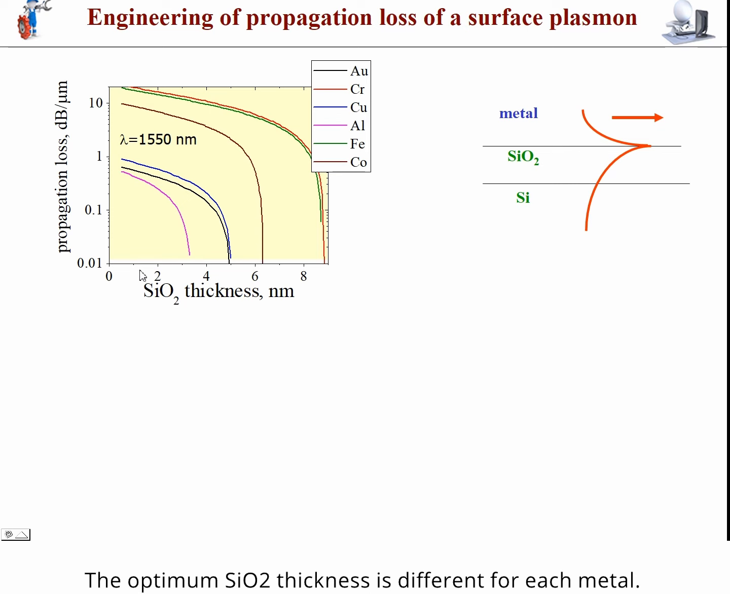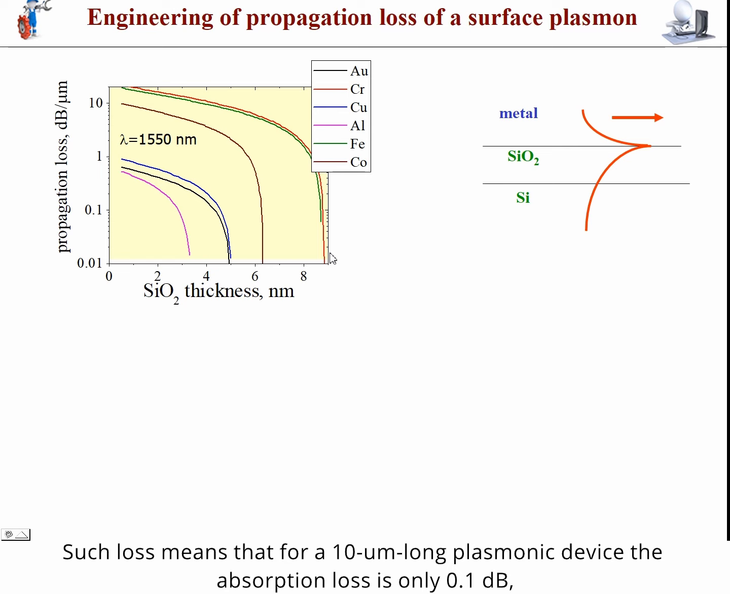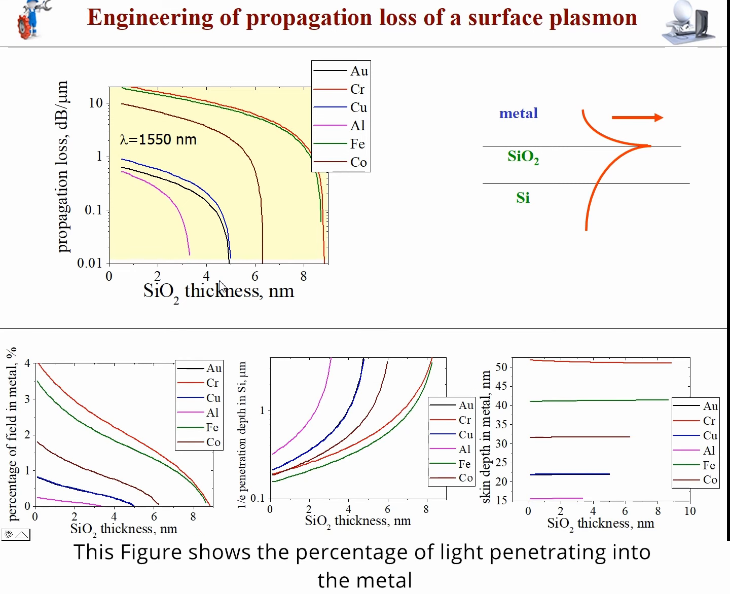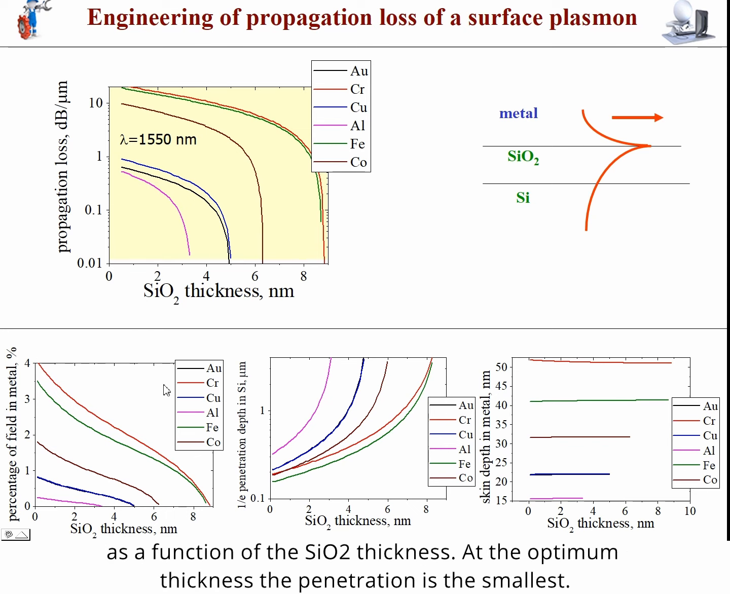The optimum SiO2 thickness is different for each metal. Such loss means that for a 10 micrometer long plasmonic device, the absorption loss is only 0.1 decibel, which is negligible in comparison to the unavoidable coupling loss. This figure shows the percentage of light penetrating into the metal as a function of the SiO2 thickness. At the optimum thickness, the penetration is the smallest.